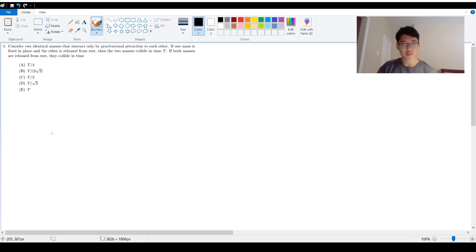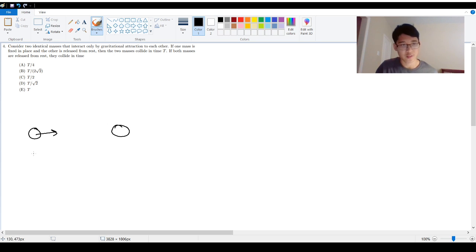Okay, so this question is actually deceptively easy. It's actually, I think, a lot harder than it seems. And the reason is because if we model, let's first model the case where one of the masses is held stationary and the other one is gravitating towards this mass, okay?